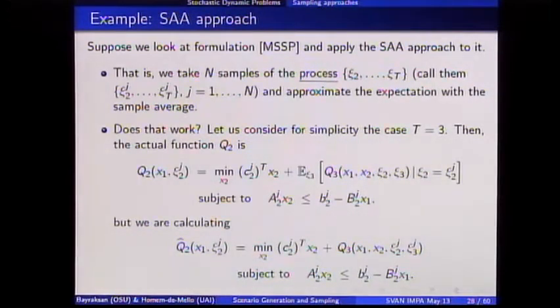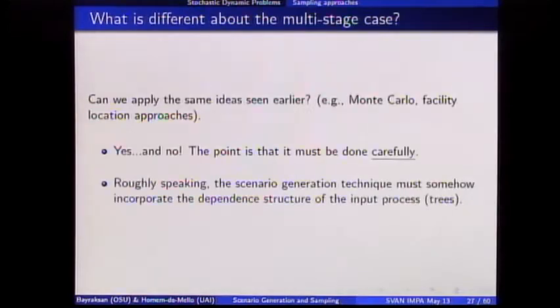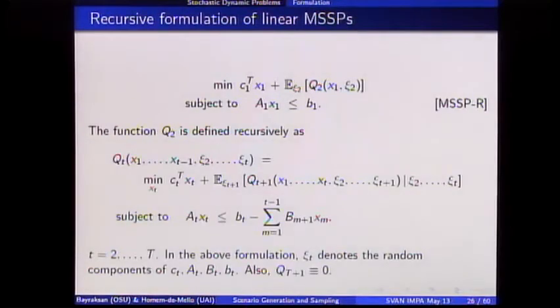So let's take the case of 3 stages to illustrate. If you see the problem with 3 stages, then we understand why with more stages it only gets more complicated. So let's look at this function Q2. What happens to this function Q2?